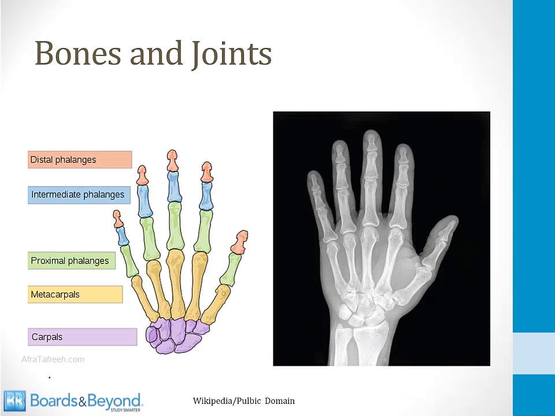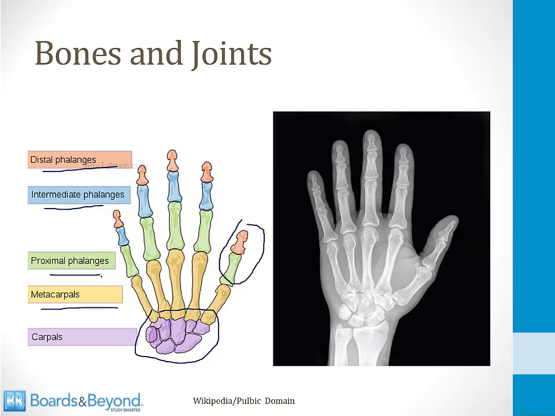Let's talk about the bones and joints in the hand. The carpal bones are found in the wrist. I talk about these bones in more detail in the video on the wrist. Then as you move distally, you find the metacarpal bones, the proximal phalanges, the intermediate phalanges, and the distal phalanges. And all of your digits have 3 phalanges except the thumb, which only has 2.